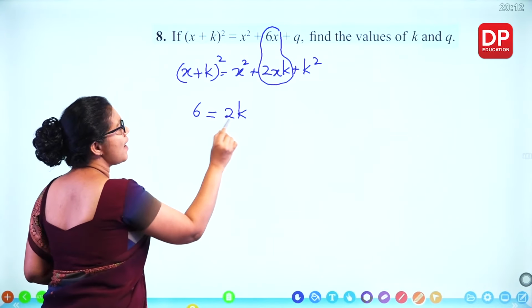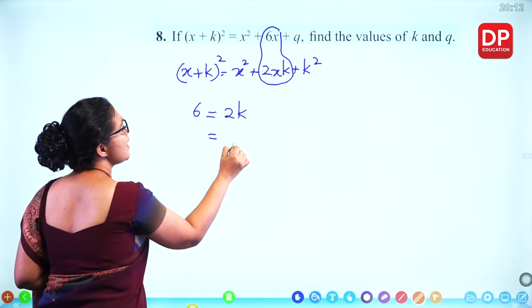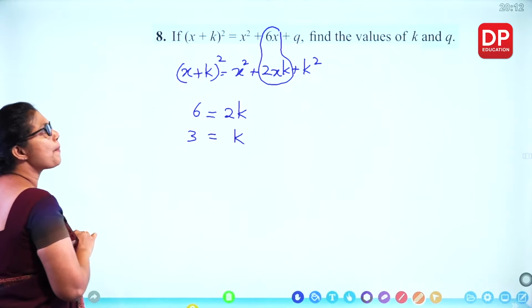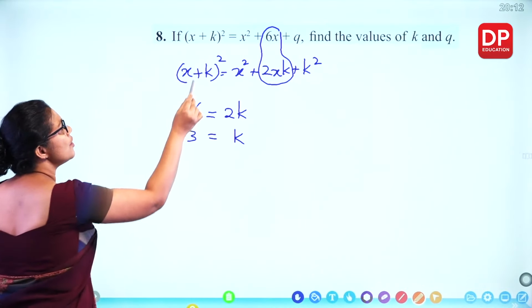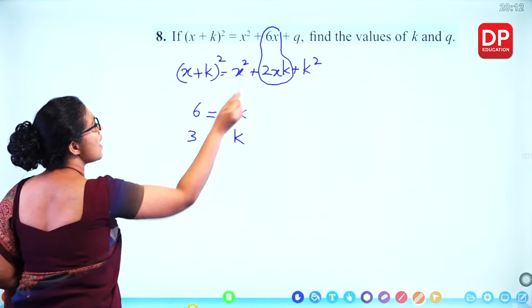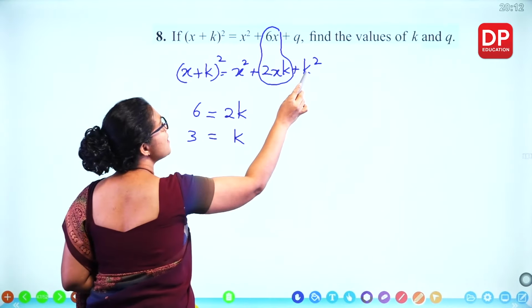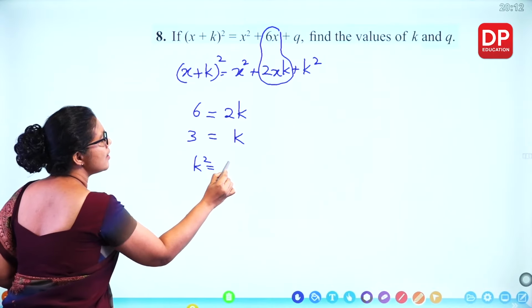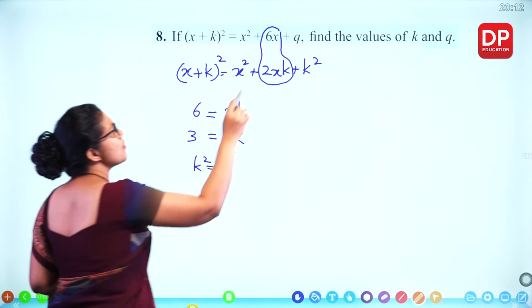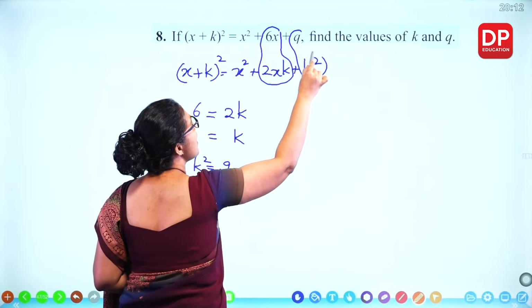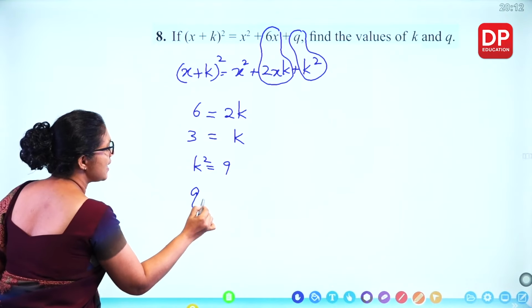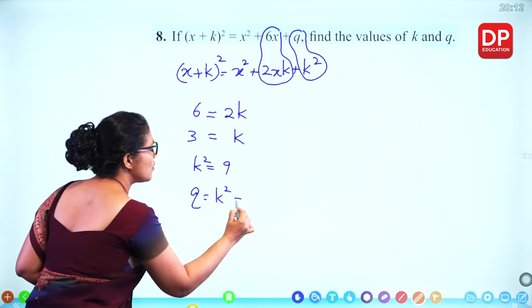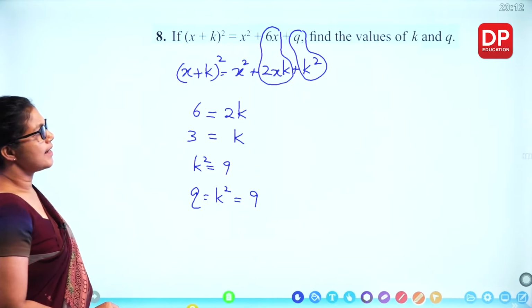You can easily find the k value. So what is the k value? You divide by 2. 6 divided by 2 is 3. After you get the k value, you can find the last number. The last number is k squared. If k is 3, what is k squared? You get 9. When you compare the last numbers, q should be k squared, but we found k squared is 9. So q should be 9.